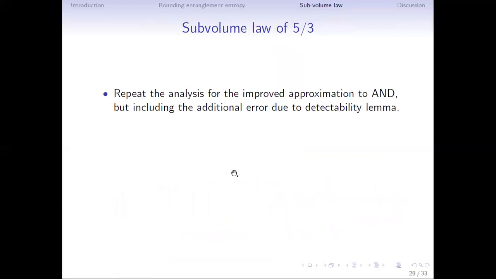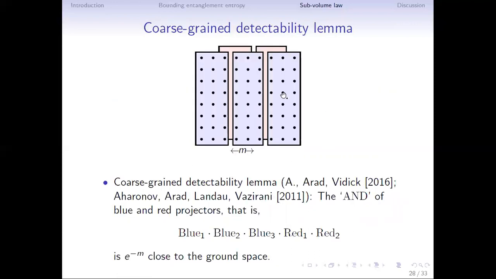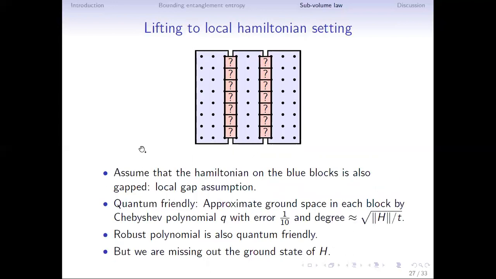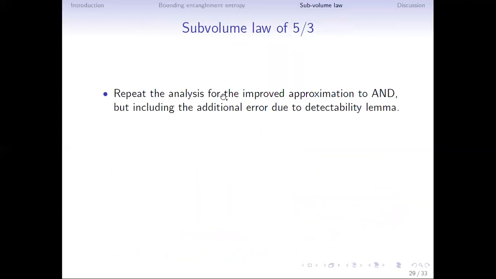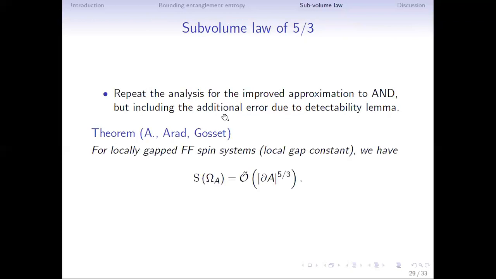Now I can use this lemma, the coarse grain directivity lemma, and combine it with the construction that I showed you earlier. If I repeat the same analysis as before for the KLS approximation or the improved approximation to AND, but also include the additional error due to the coarse grained directivity lemma, then I arrive at the main theorem: locally gapped frustration-free systems, assuming the local gap is a constant, satisfy a subvolume law with a subvolume parameter 5/3, which is less than 2 and still greater than 1.